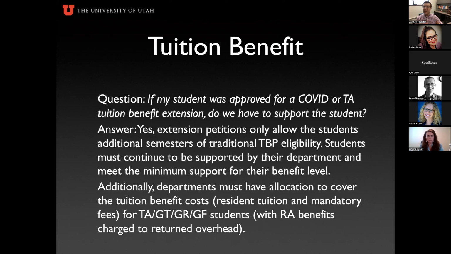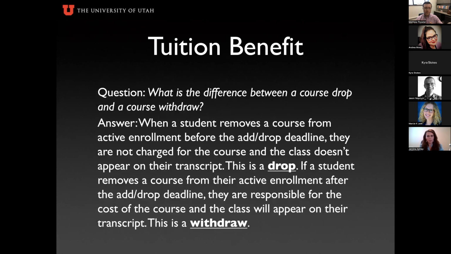Additionally, the department must have allocation to cover the tuition benefit costs for TA, GT, GR, and GF, or if it's an RA, the benefit cost, the resident tuition and mandatory fees, is charged to the returned overhead.